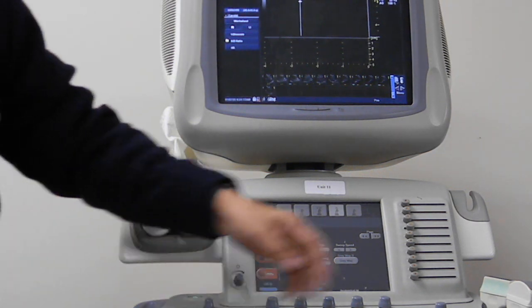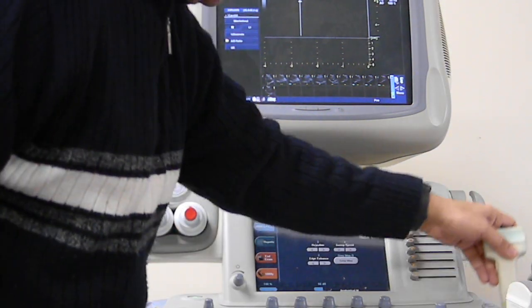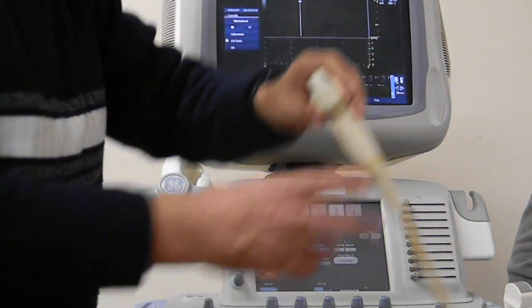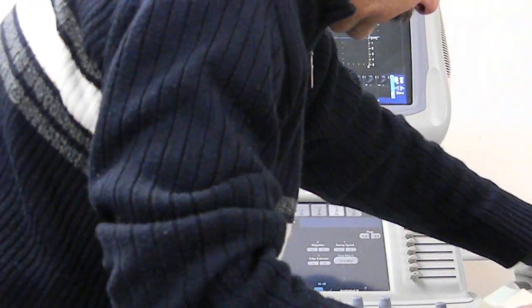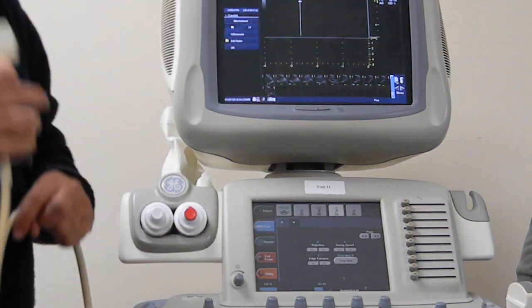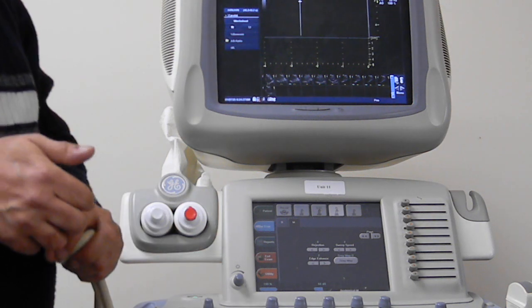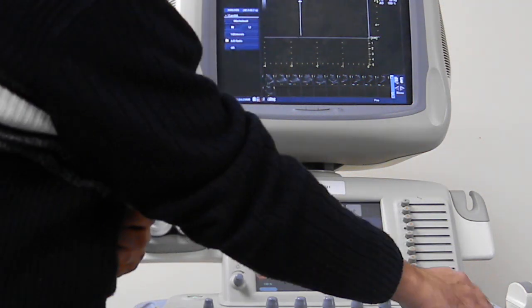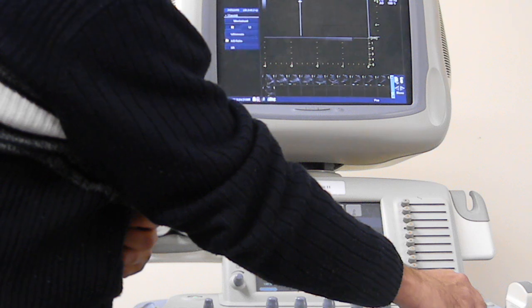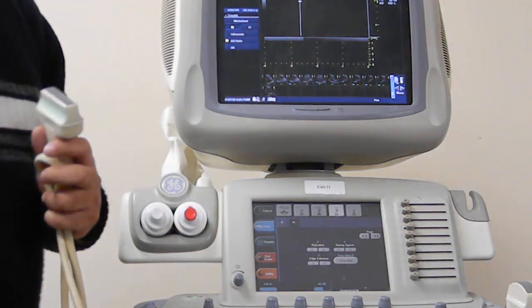Now, a little thing that I usually do to demonstrate motion. Right now we don't have anybody's heart to scan, but usually I'm able to just increase the brightness a little bit.